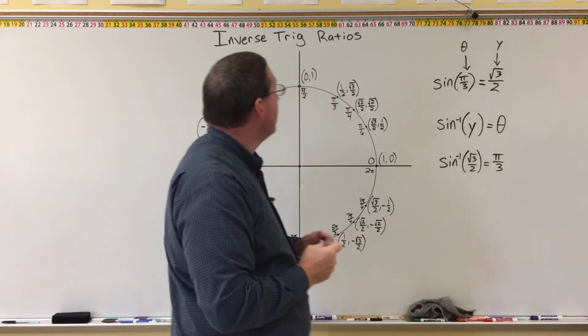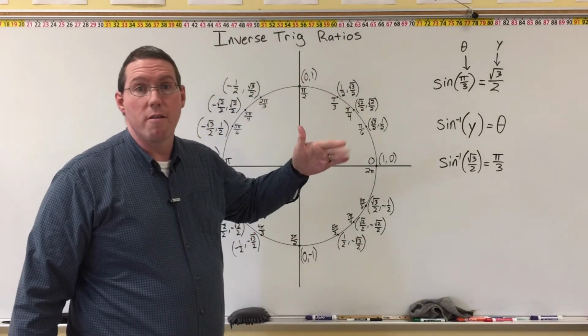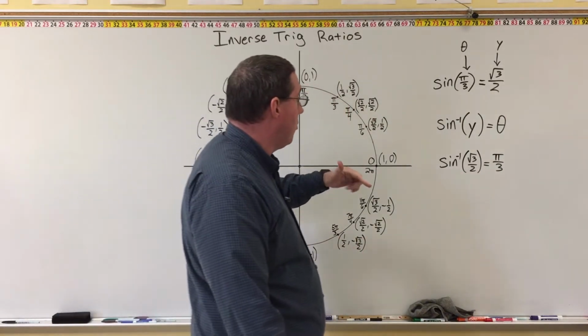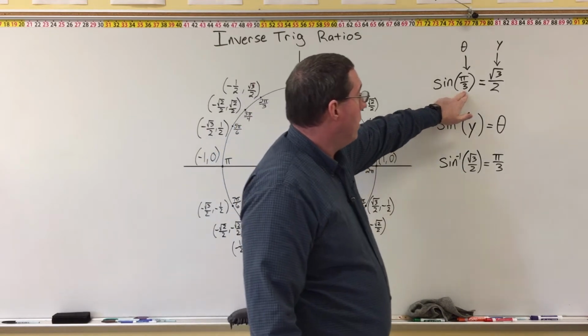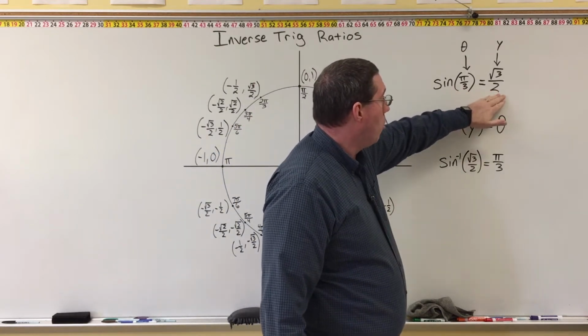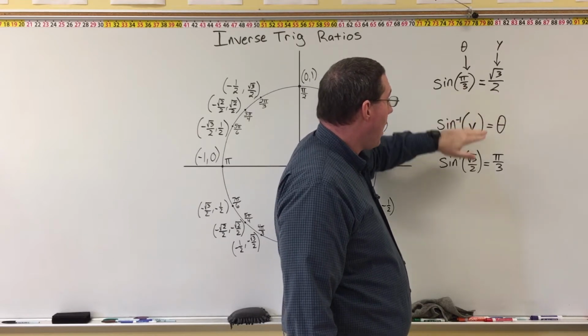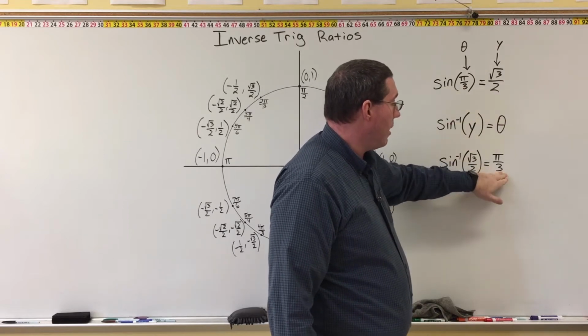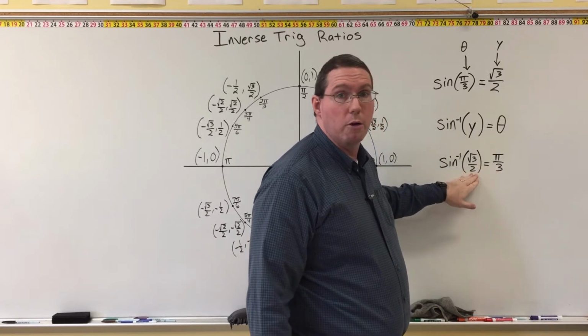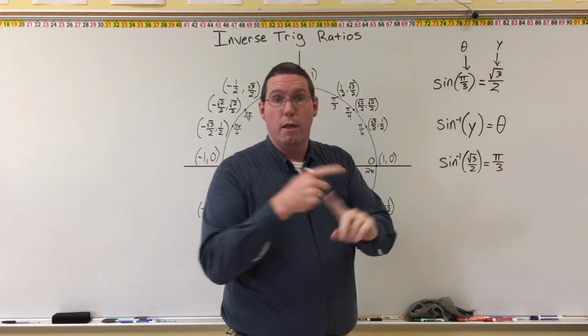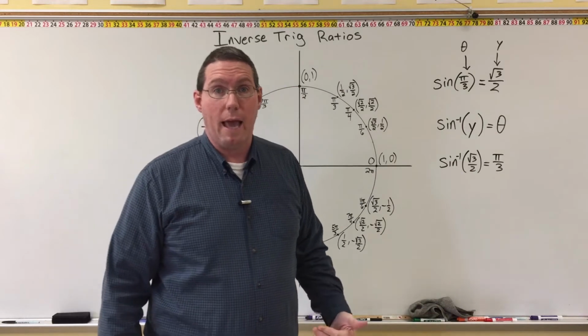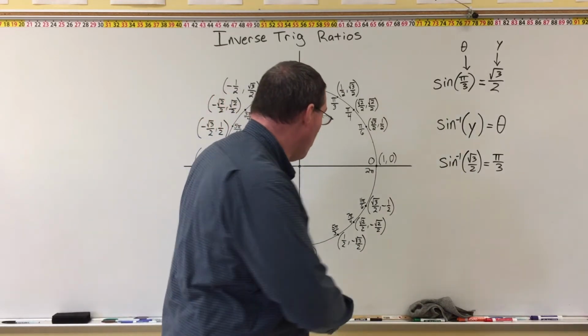And that is the basic idea with inverse trig ratios. Instead of being asked about a y coordinate given a radian angle measure, now you're being asked what is the radian angle measure when I give you the y coordinate. It's just reversing the way that the question is being asked. Okay, so let's try a couple more.